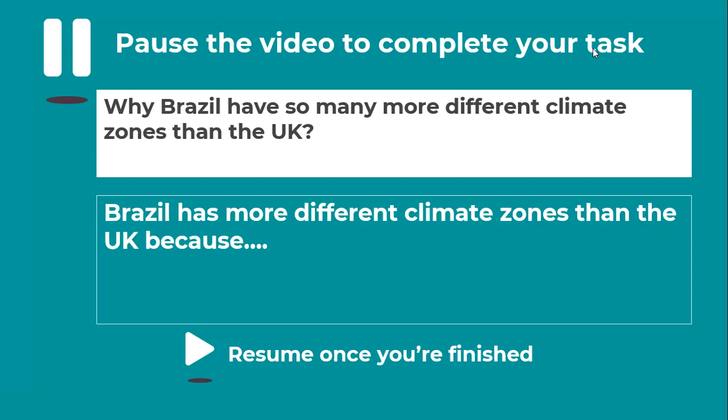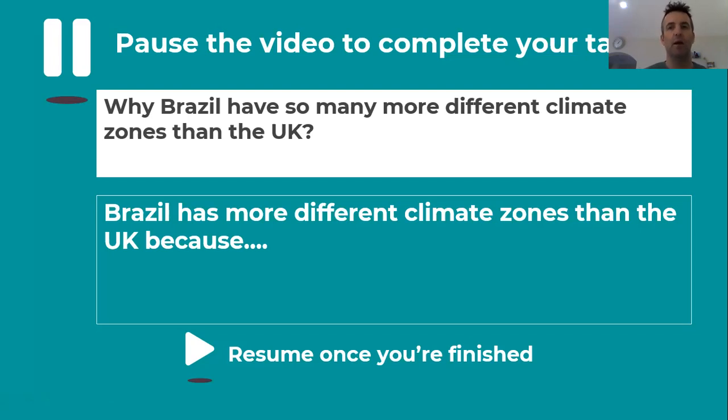Okay, great work. So you should have said or written something like: Brazil has a much different climate zone than the UK because it is a much larger country, or it's a lot bigger than the UK. And that's why there are different climate zones in Brazil, more so than in the United Kingdom.